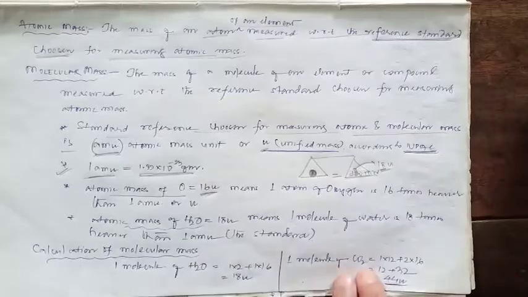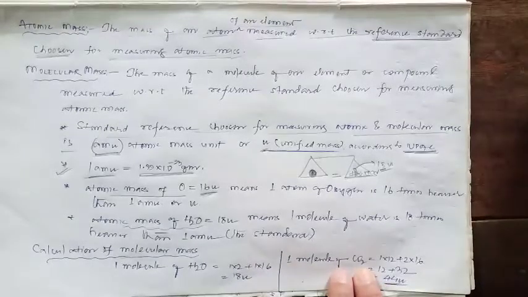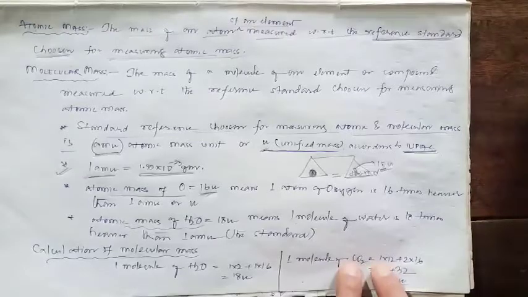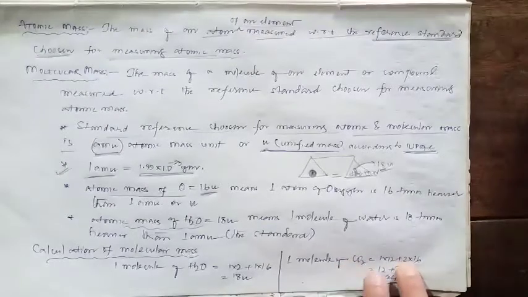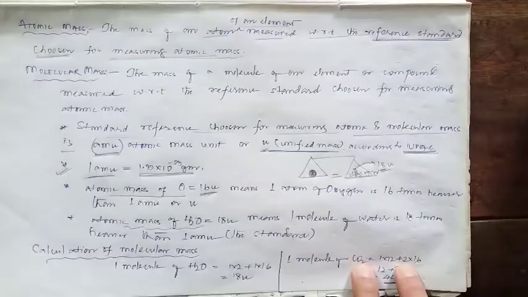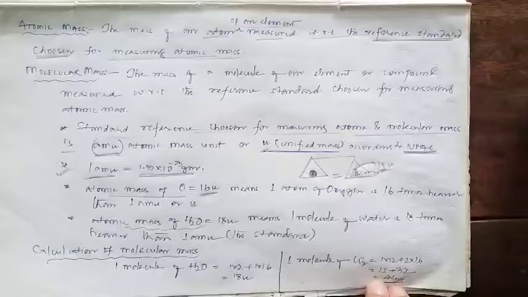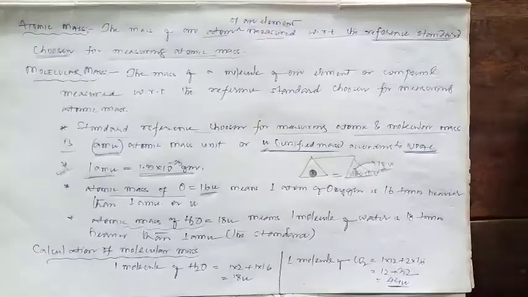Similarly, suppose you want to calculate the molecular mass of carbon dioxide. One molecule of carbon dioxide contains 1 atom of carbon, so this 1 means 1 atom of carbon, and because carbon's atomic mass is 12, multiplied by 12, plus 2, this 2 means 2 atoms of oxygen, and oxygen's atomic mass is 16, so multiplied by 16. If you simplify this, you'll get the sum as 44 unit. So that's what atomic and molecular mass is, and that's how we calculate the atomic and molecular mass, student.